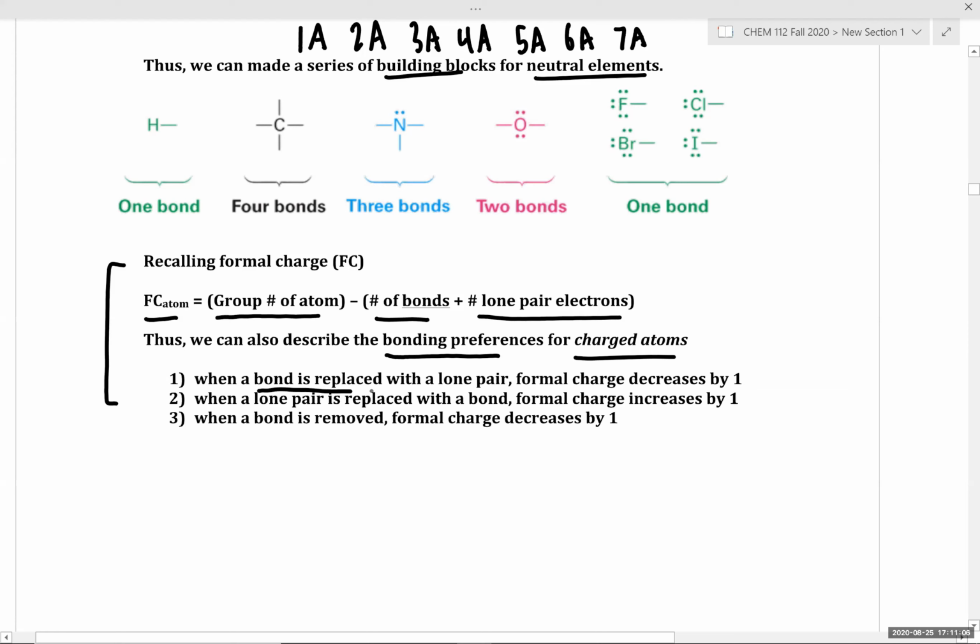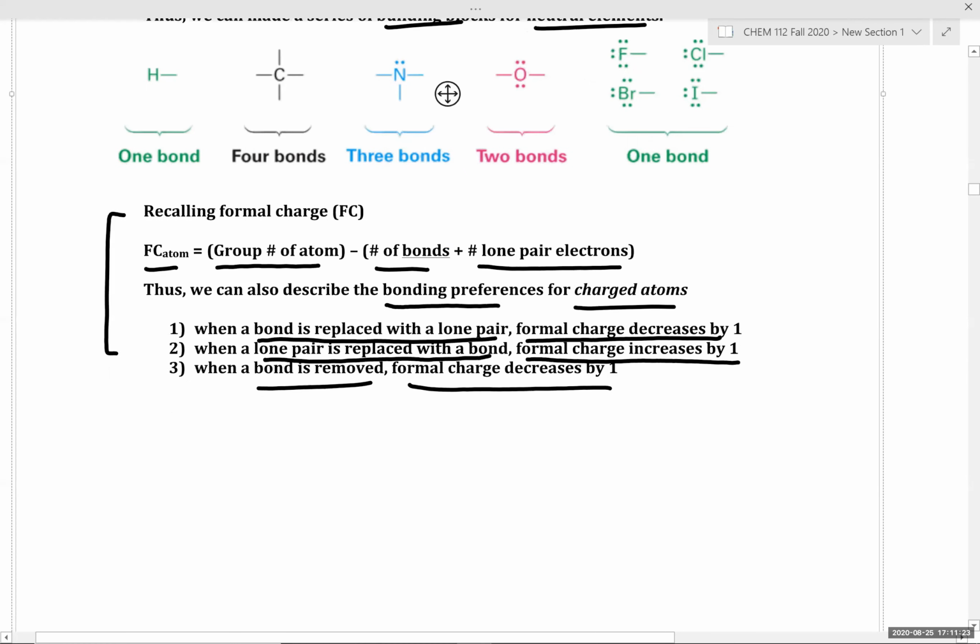When a bond is replaced by a lone pair, formal charge decreases by 1. When a lone pair is replaced with a bond, formal charge increases by 1. And when a bond is removed, formal charge decreases by 1. So let's look at an example of this.